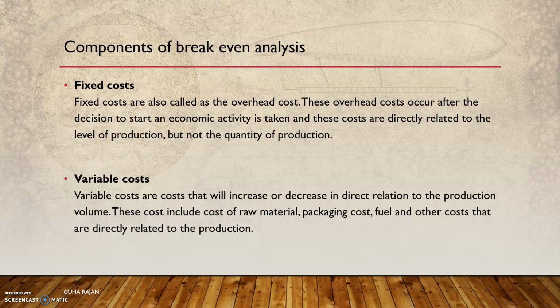Whereas the variable cost will increase or decrease in direct relation to the production volume. Could be the raw material, packaging cost, fuel, other costs related to the production. The raw material is one which is going to be directly proportional. The more you produce, maybe instead of 1 unit, 100 units, then 100 units of raw material is going to be there. Similarly, if you're going to sell it across, you need to pack it, those costs are going to apply as well. So if only 1 unit is produced, the variable cost is less.